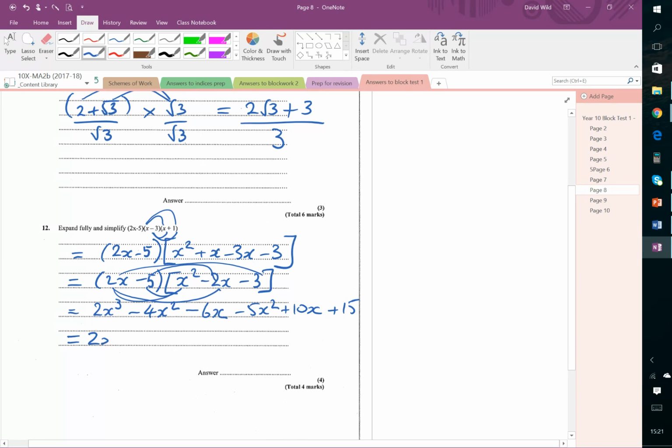How many x cubes? Just the 2. How many x squareds? Minus 4 there, minus another 5, that's minus 9, lots of those. How many x's? Minus 6 here, plus 10, that's plus 4 in total. And then add the 15, and that's your final answer.